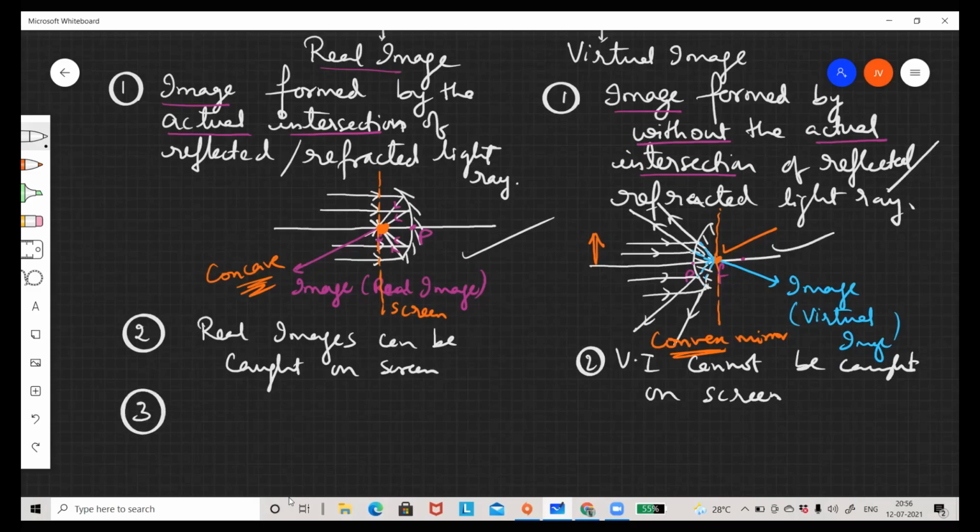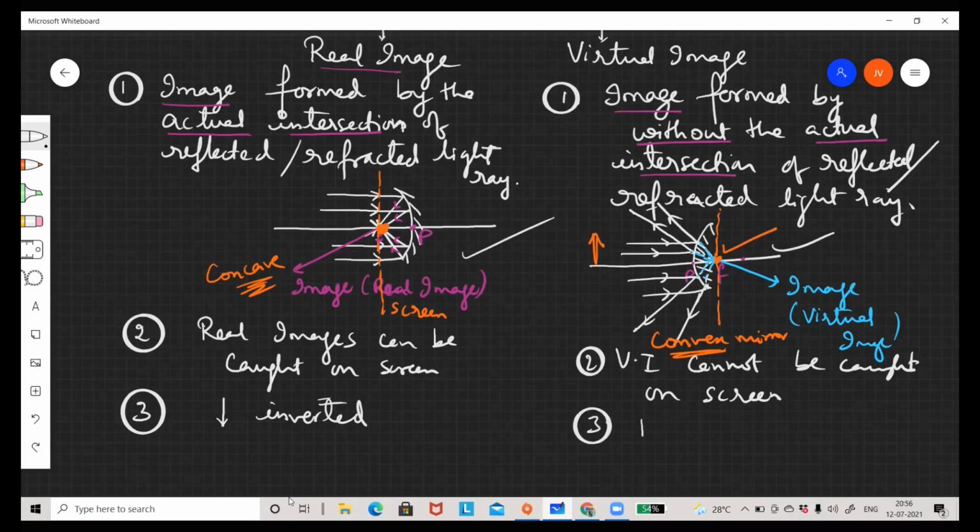Okay, last point. All real images are inverted. That means they will form upside down only. With an eating spoon, if you try to see your face, your nose will be upside down. But if it is very close, that's why it is different.